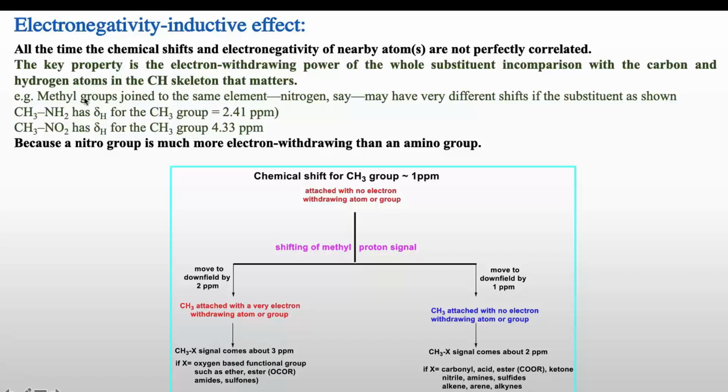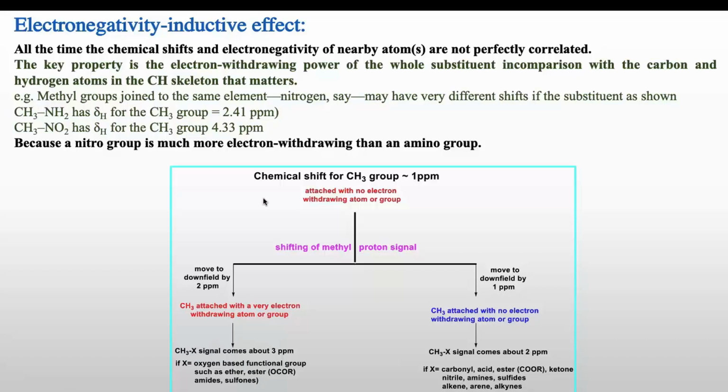We can see the example of CH3NH2 and CH3NO2. In methylamine, these protons come at 2.41 ppm, while in CH3NO2, these protons come at 4.3 ppm, even though in both the carbon is connected to a nitrogen atom. But if we consider the whole group, the nitro group is more electron withdrawing than the amine. So the protons of this methyl come at 4.3 ppm, while protons in methylamine come at only 2.41 ppm. So we have to consider the electron withdrawing power of the whole group instead of only the electronegative atom.